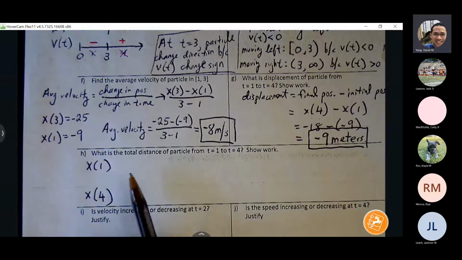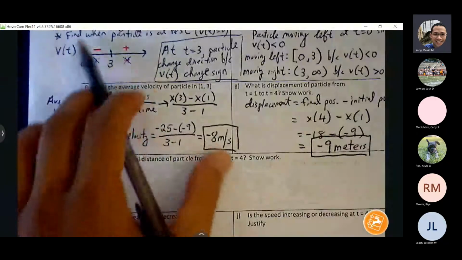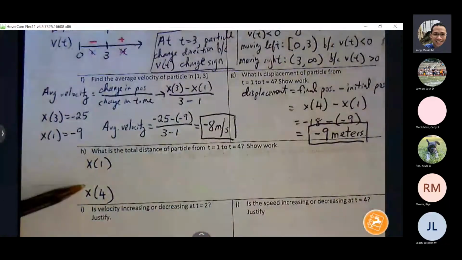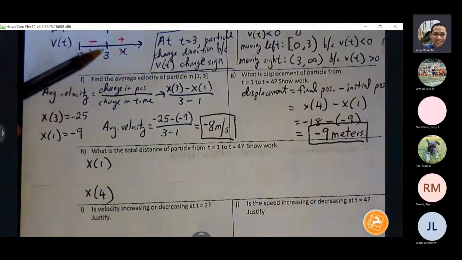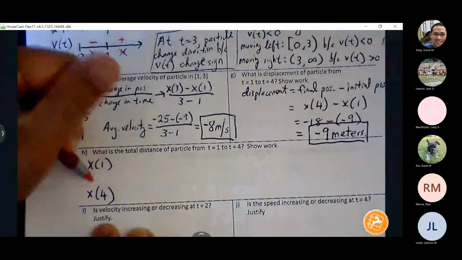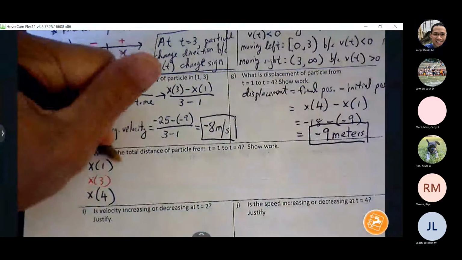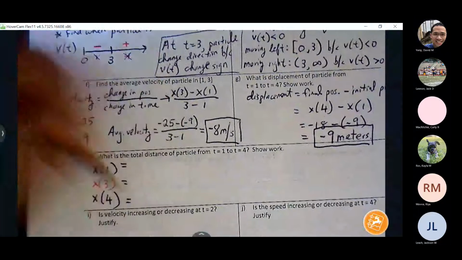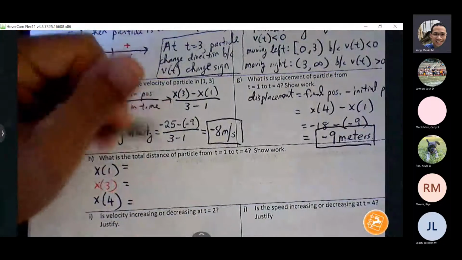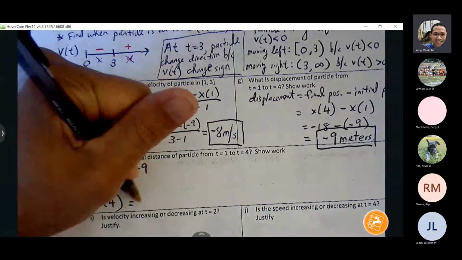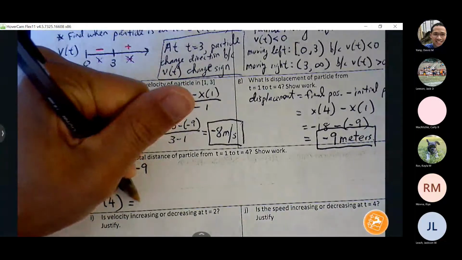So the way we determine that is we look at our velocity sign line. Does he change direction somewhere between 1 and 4? Does. So we have to also include his location at 3. So initially, same information. X of 1 is -9. X of 4 is -18.